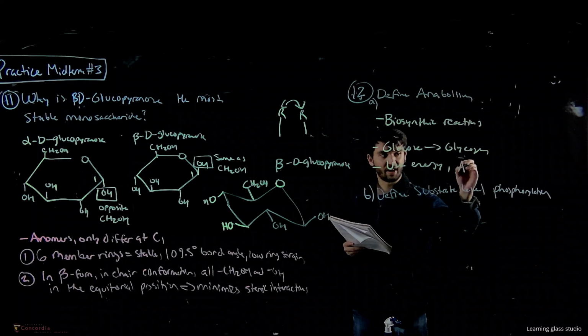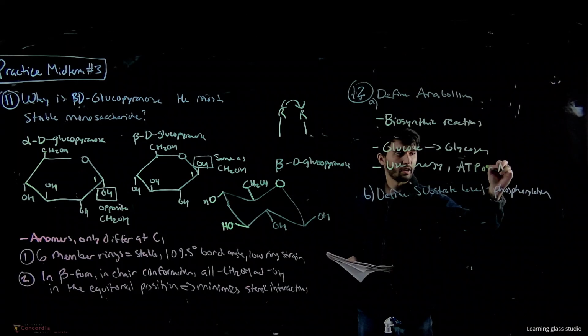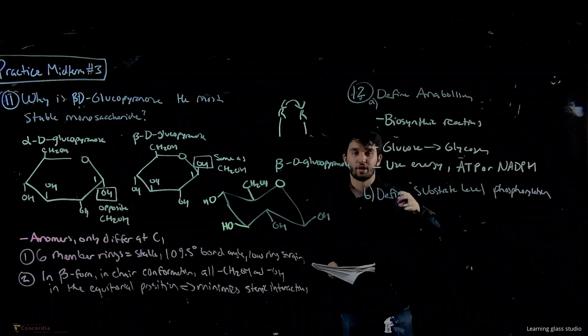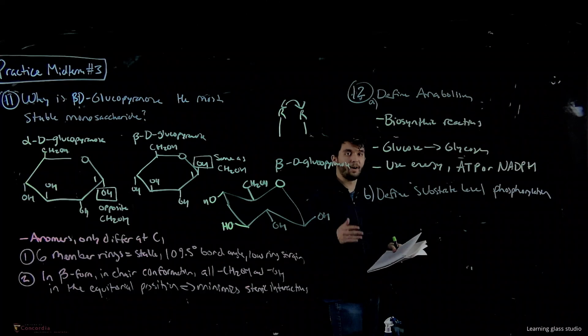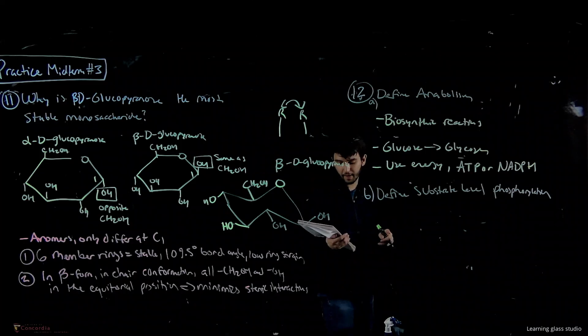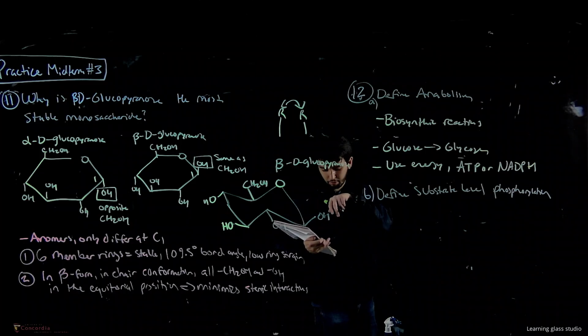which can be in the form of ATP or NADPH. This is an electron carrier. It will transfer high energy electrons to compounds, allowing further biosynthesis. Okay? B, define substrate level phosphorylation.